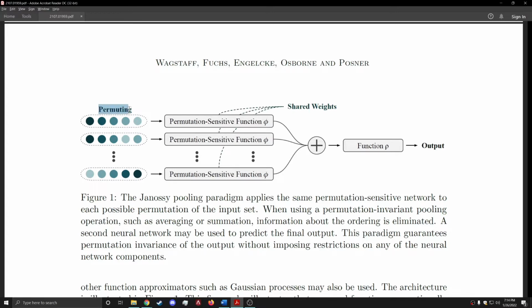We are going to take our inputs. Here is an input set. And what we're going to be doing is taking every single possible permutation of this set, and then we are going to pass it through this permutation sensitive function phi. We're just going to pass every possible ordering of this set through phi. Then we're going to aggregate them, and that's going to be our latent space right here, this aggregation. And then we're going to pass it through a function rho in order to get our output. The heart of what we're doing is going to be on this left side for right now, for Janossy pooling.